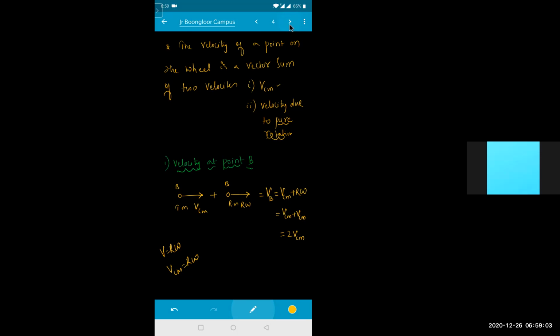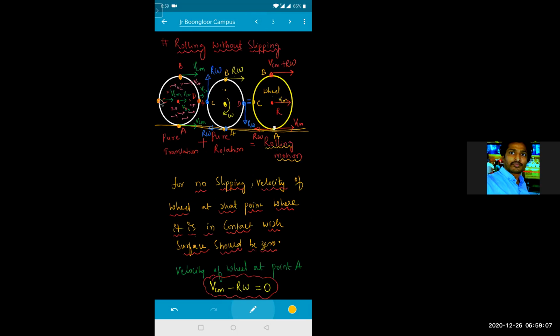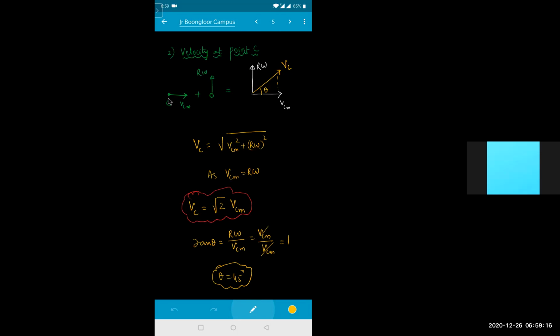Okay. Now in the same way, the velocity at point C. For this one, VCM is in the front direction. For this one, R omega is in the upward direction. Add both of the vectors. Because of translation in this direction and because of rotation in this direction, if I add these two perpendicular vectors, we get VCM and R omega. This is the velocity of C. So the direction of this one is in this direction, and that is the reason we get this angle theta.